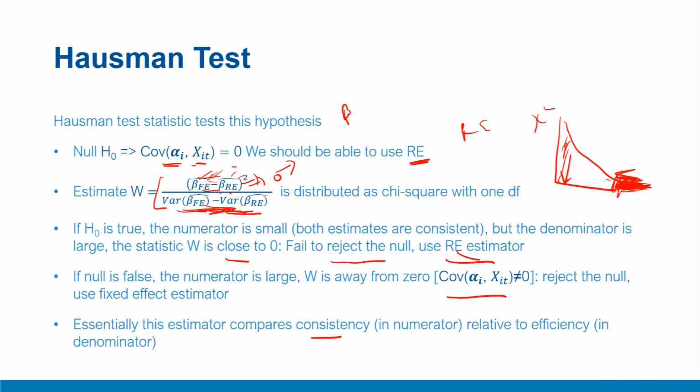If we fail to reject the null, then we consider both the statistics, fixed effect and random effect, as consistent, and therefore we go ahead with random effect for its efficiency. However, if we reject the null, then we believe that not only is fixed effect consistent, random effect is inconsistent and way out of the mark, and therefore we go ahead with the fixed effect.